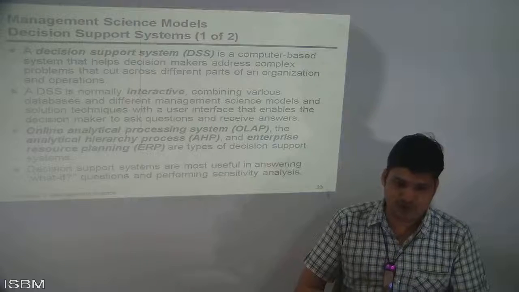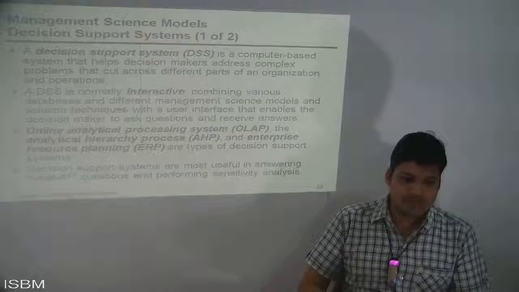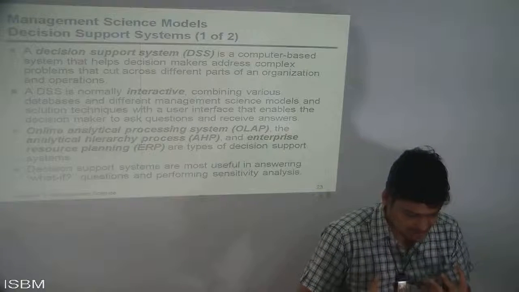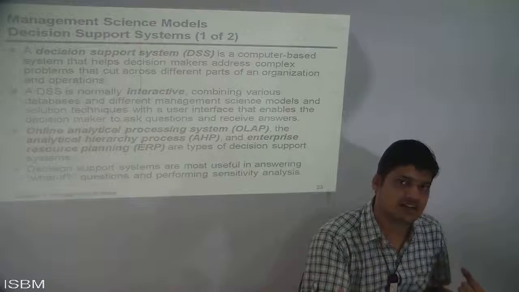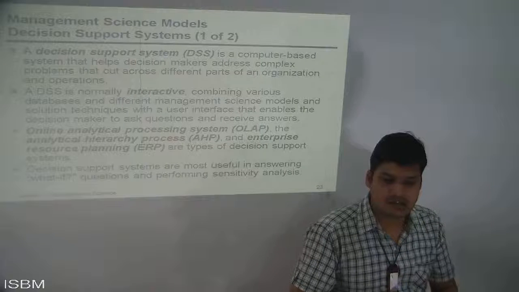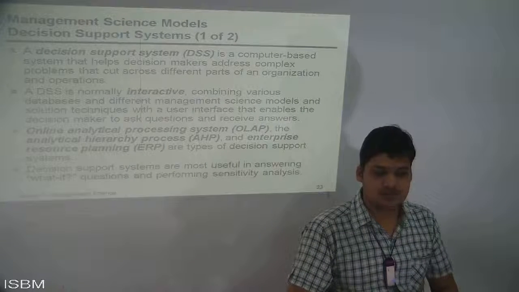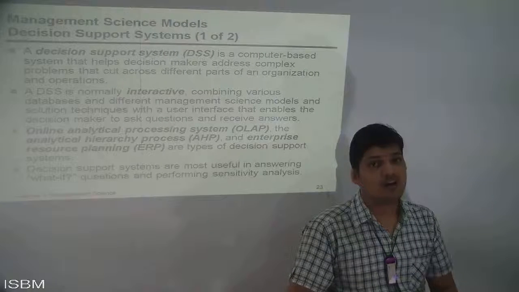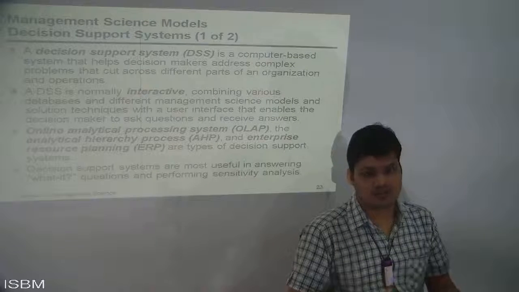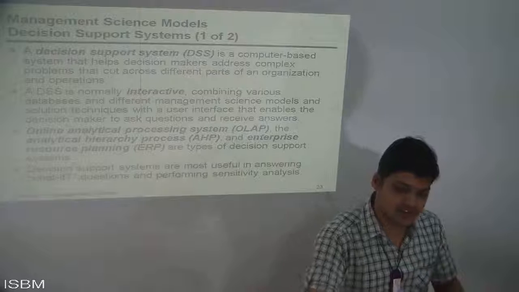A decision support system is normally interactive, combining various databases and different management science models and solution techniques with a user interface that enables the decision maker to ask questions and receive answers. So there is an interactive scenario where, when you have a problem, you can ask directly and you will get the answer. So it's interactive. It's not one way, it's two-way communication. So there is the online analytical processing system, OLAP, the analytical hierarchy process, and enterprise resource planning, which is ERP. We are going to learn ERP in future classes, so you have to know about some analytical techniques and types of decision support. This is all the decision support system. Decision support systems are most useful in answering what-if questions and performing sensitivity analysis. We are doing the sensitivity analysis with the help of this.